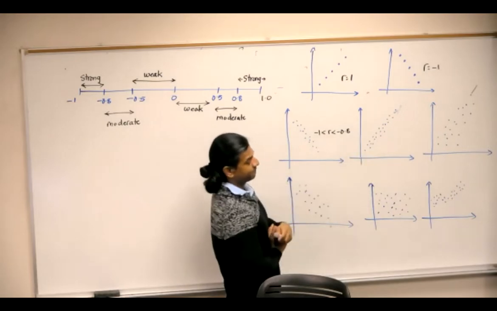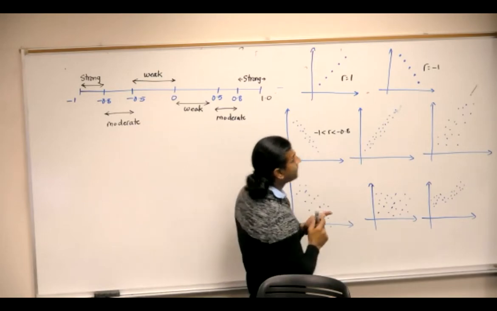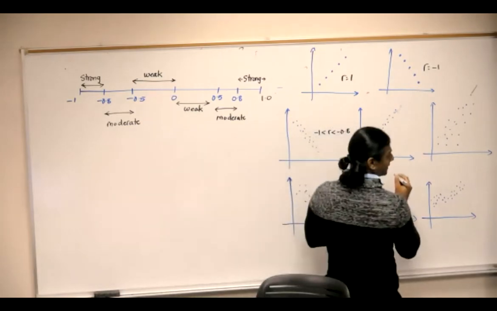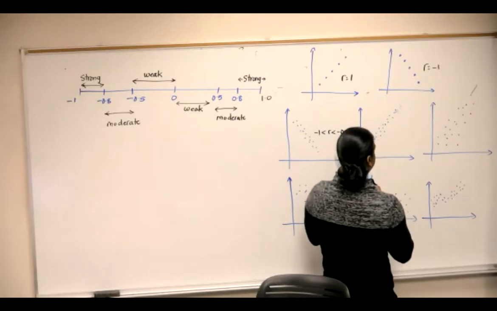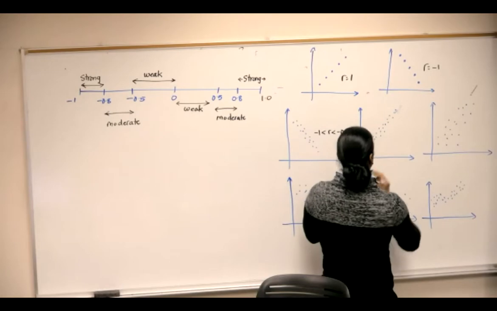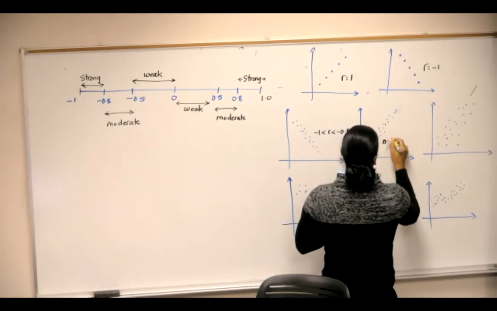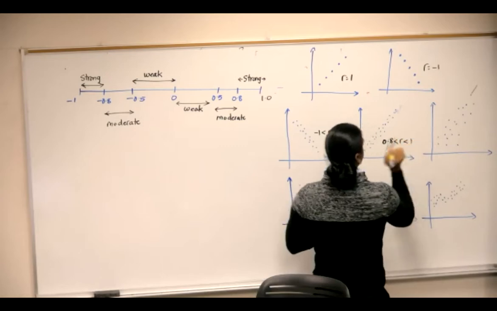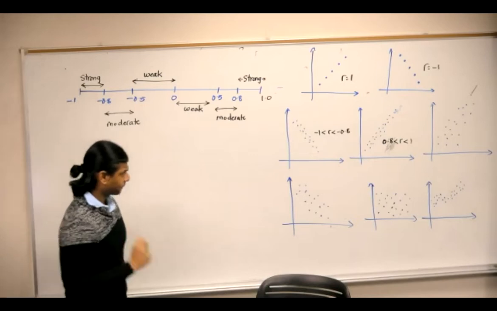How about this one? Positive, the same thing. Between 0.8 and 1. Okay, so 0.8 less than R less than 1. It will be between 0.8 and 1.